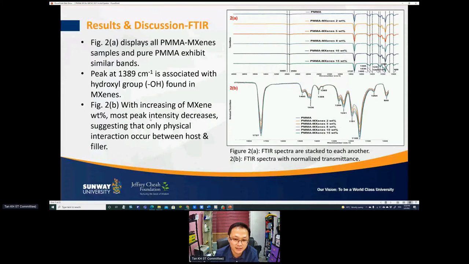And then another thing we found out: when we normalize all the FTIR spectra from all the samples, we stack them and normalize them at a certain value. After that, we found that when we increase the MICNC percentage in the nanocomposite films, the peak intensities decrease with increasing MICNC. So this suggests there is a physical interaction instead of a chemical interaction between the PMMA and the MICNC, the filler.